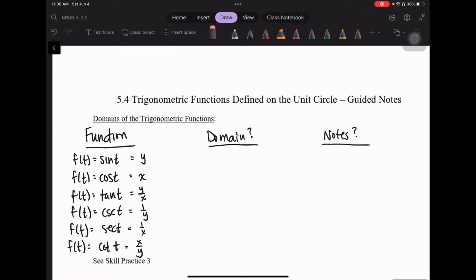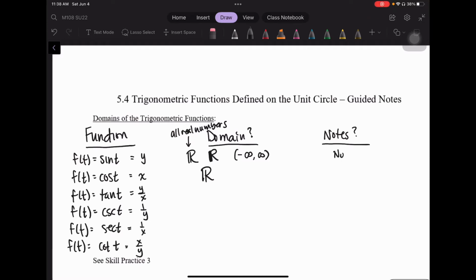That means that sine of t and cosine of t work for all real numbers, which is abbreviated with this fancy little symbol, 2 lines and an R. You'll see it in some textbooks where it's a bold line followed by an R. That stands for all real numbers, which means that you can go from negative infinity to infinity. And it's not all numbers, it's all real numbers, because there are complex numbers in math which are non-real numbers, they're imaginary. The domain of cosine is also all real numbers. So there are no notes here. Everything works, we're good to go.